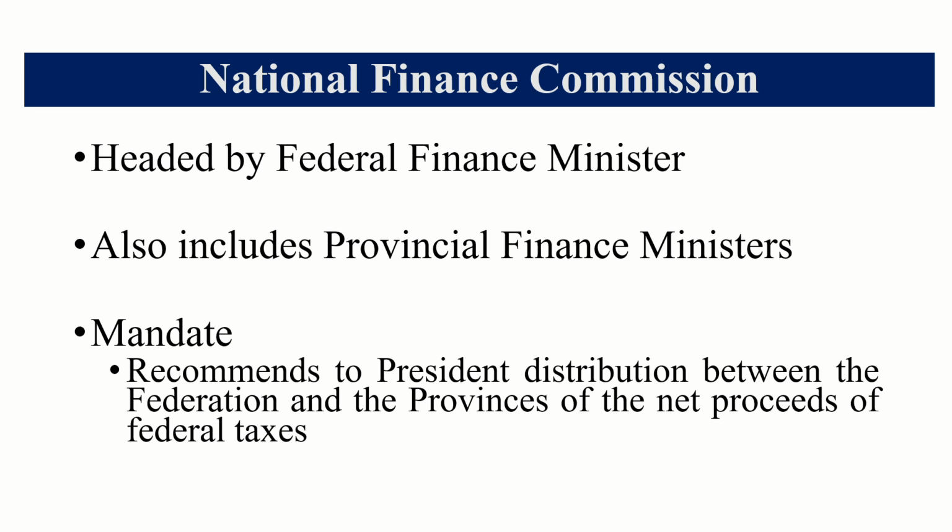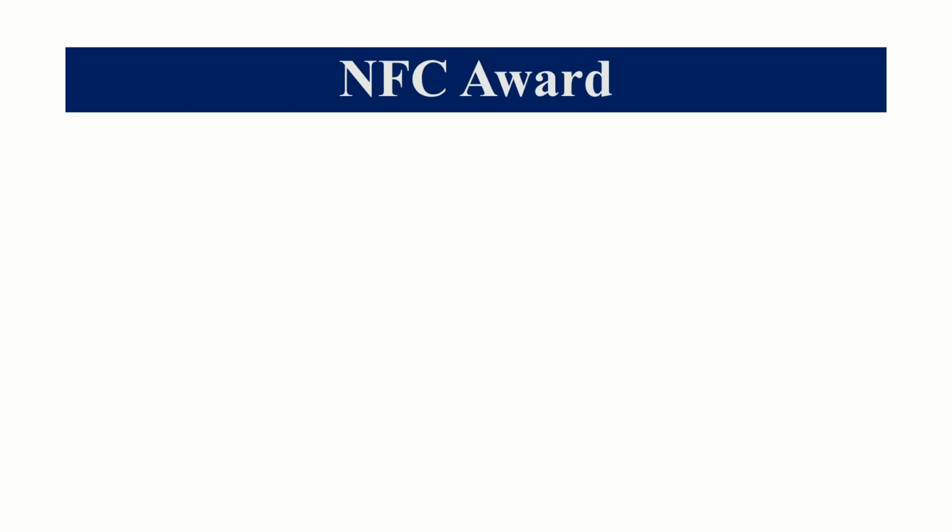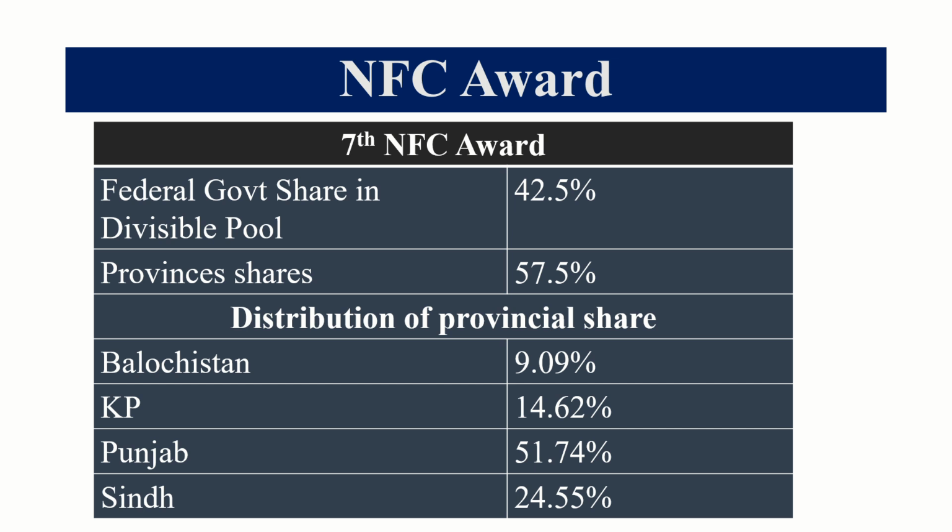Now, in order to distribute financial resources and to sort out other financial matters between the federal government and the provinces, the Constitution set up the National Finance Commission, which is headed by the Federal Finance Minister and includes the 4 provincial finance ministers. So, one of the contributions of the National Finance Commission is the announcement of the National Finance Commission Award, which is announced from time to time. The last NFC award, which is the 7th NFC award, was announced in 2010. So basically it describes how the federal government's tax proceeds will be distributed between the federal government on the one hand and the provinces on the other hand.